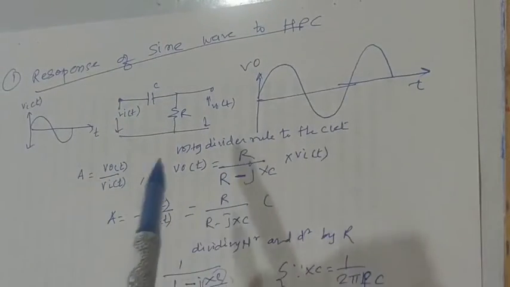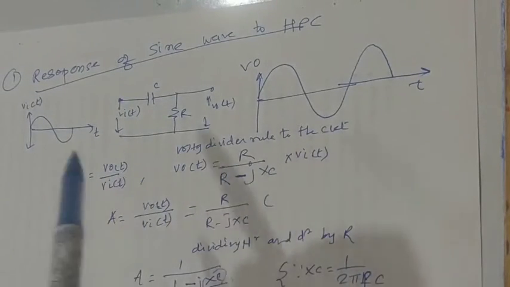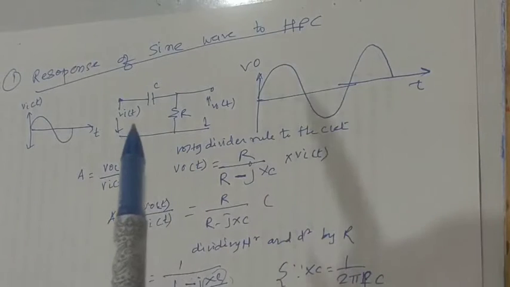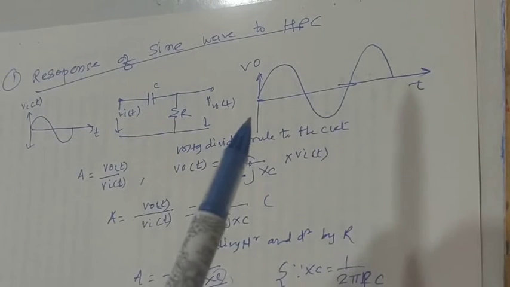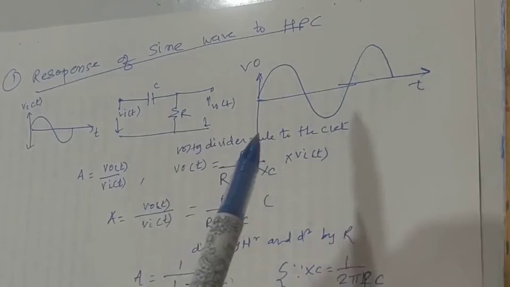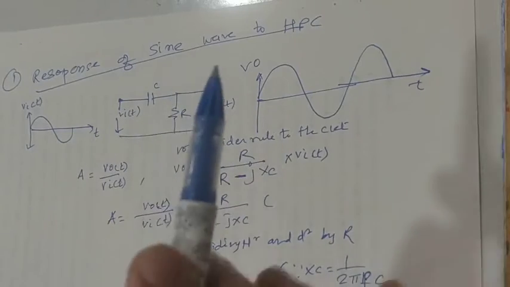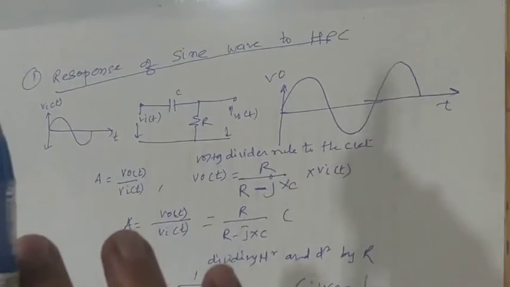Okay, so this is the response of sinusoidal wave to the high pass circuit. If we apply a sinusoidal wave to the high pass circuit, the waveform will be sinusoidal only, but its amplitude and the phase angle are going to be changed. This is what we need to remember.